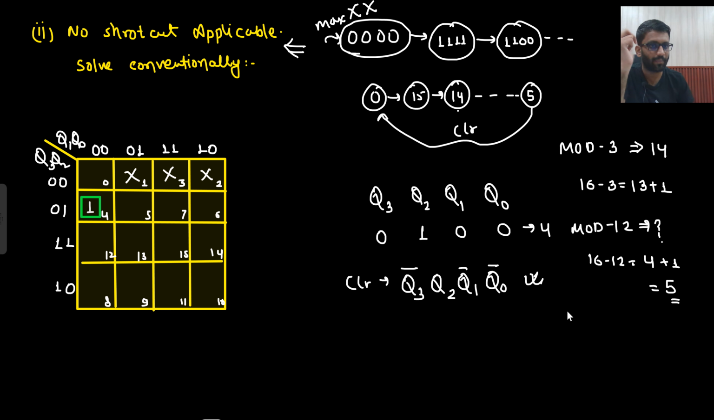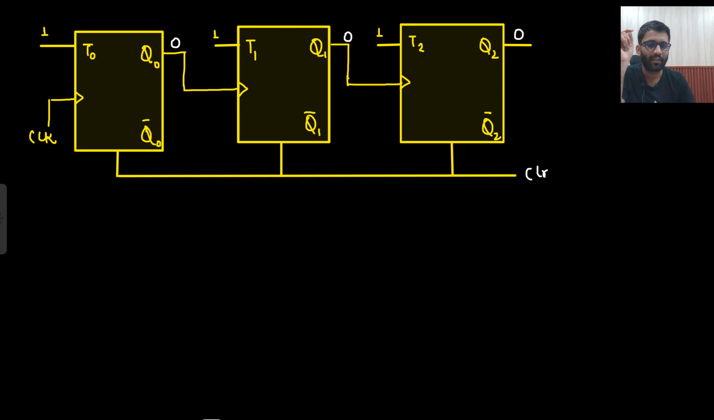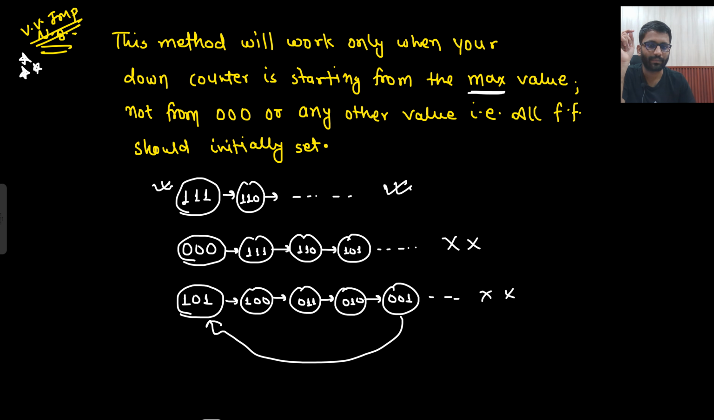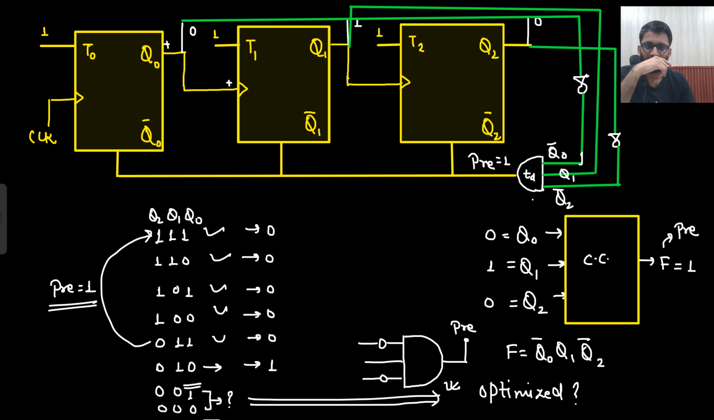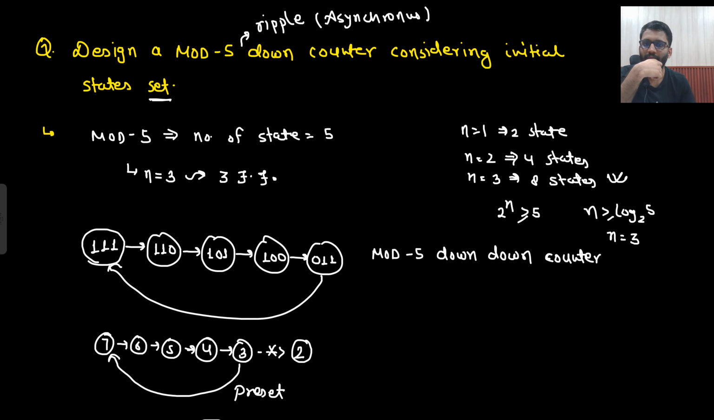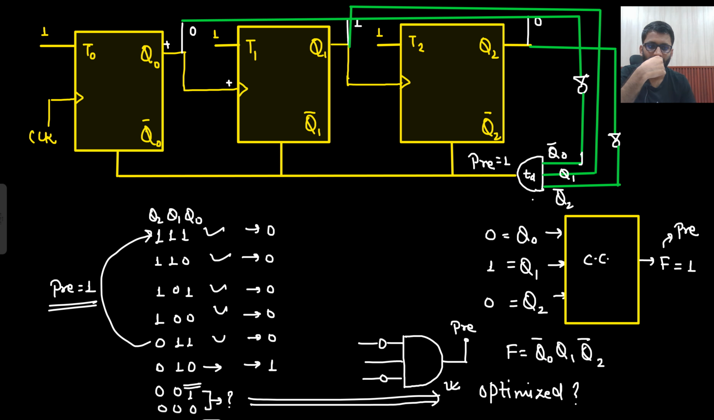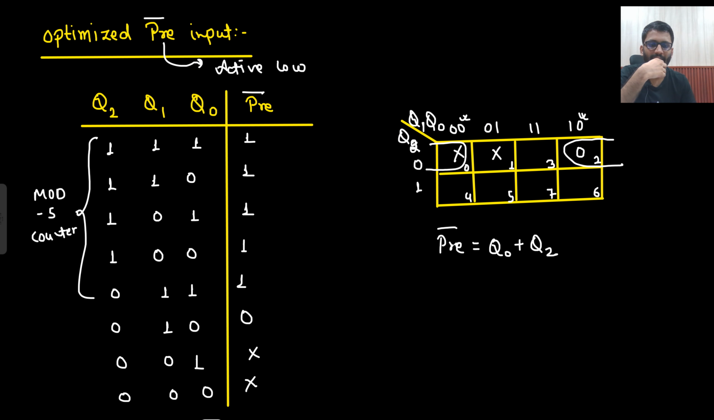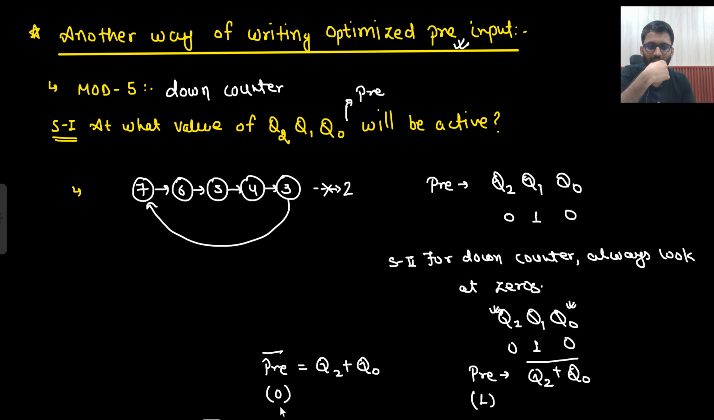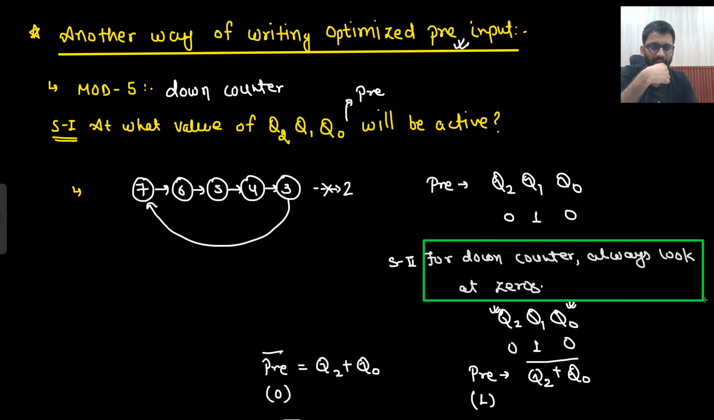If you are starting right from the maximum, then there is a trick that you will always look at 0 only. In case of down counter, I will always look at 0. So I will highlight that line. In case of down counter, always look at 0. Where did I write that line? Somewhere it would be, you can highlight that particular line. For down counter, always look at zeros. So this is the important line, that you will always look at 0 for down counter. You do not need to remember that for pre input I will look at 0, or for clear input I will look at 0. For down counter you will always look at 0.